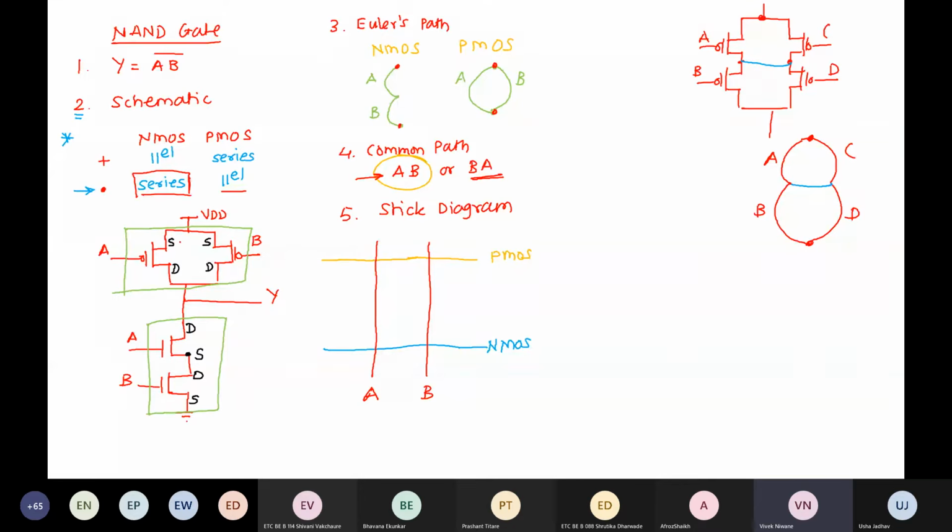The source of A is connected to source of B. Do remember that in your stick diagram, this side and this side are by default shorted. This side and this side are by default shorted. So looking at the schematic for PMOS bank, source of A and source of B are shorted together. Okay, so we will assume this to be source and these both sources are going to VDD. Okay, so this is VDD. Automatically the remaining terminal became drain.